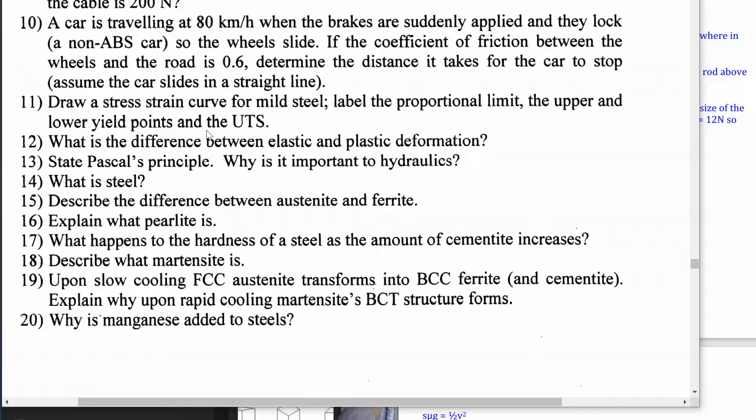Okay, a car is traveling at 80 kilometers per hour when the brakes are suddenly applied and the wheels lock. The coefficient of friction of the wheels is 0.6. Determine the distance it takes for the car to stop. Assume that the car slides in a straight line.